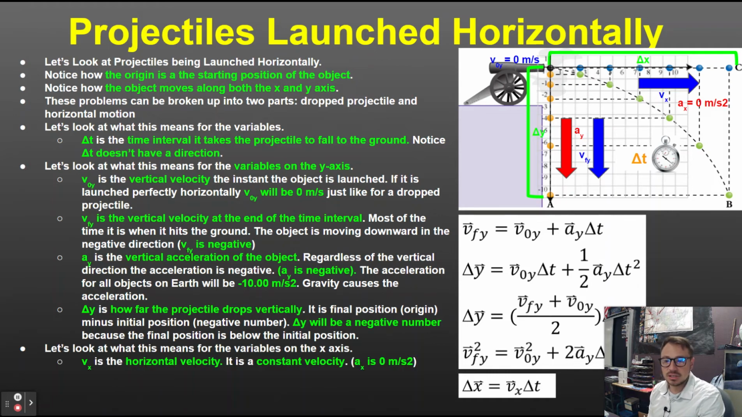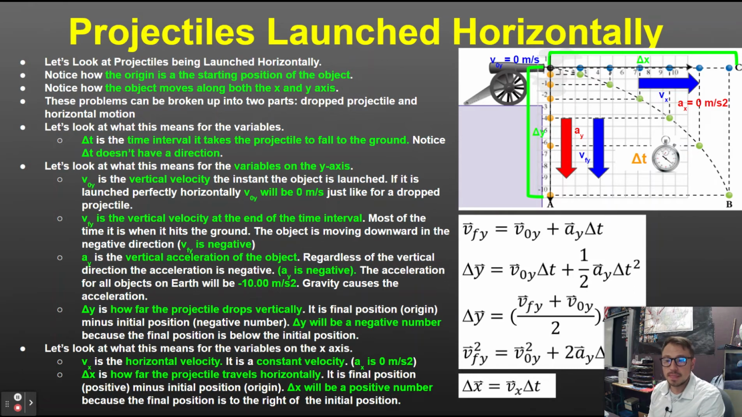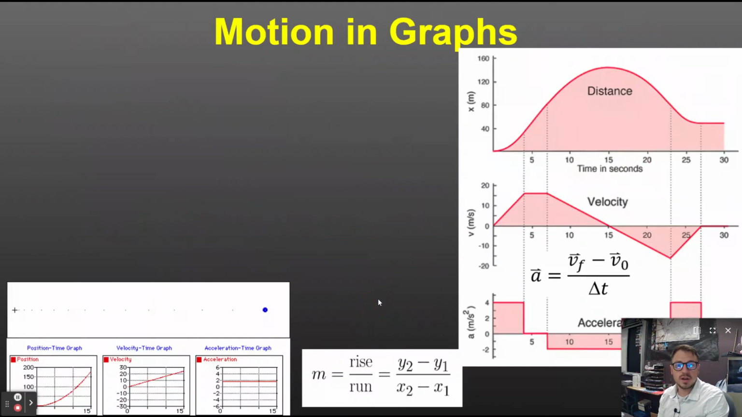So on the x-axis, well, I've got the vx, right? The velocity in the x direction, the horizontal velocity, is a constant velocity because the acceleration in the x direction is 0 meters per second squared. Now, the delta x, that's how far the projectile travels horizontally in that time interval. It's the final position, which is going to be positive, minus the initial position, which is the origin. Delta x will be a positive number because the final position is to the right of the initial position. So this is what it means for all of these variables.